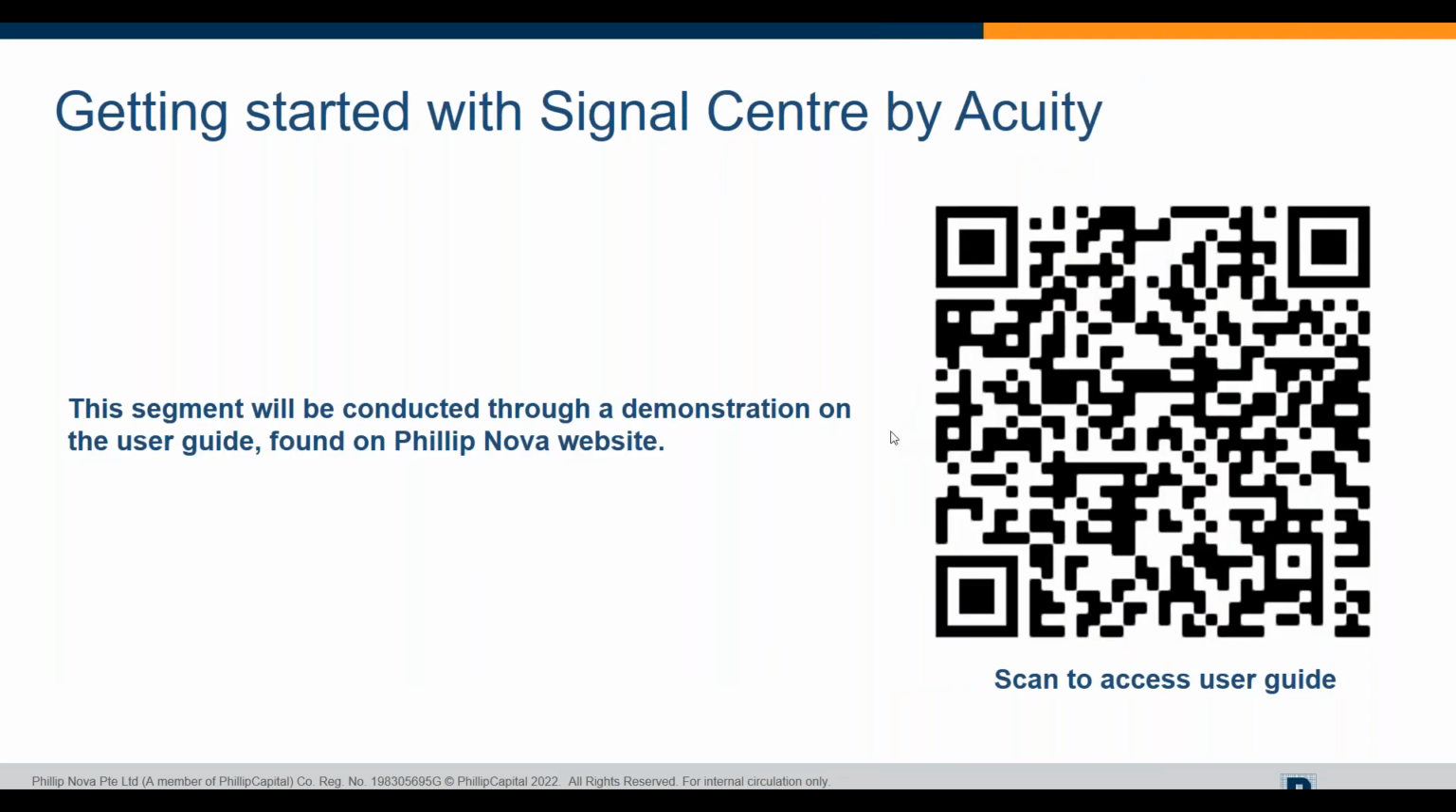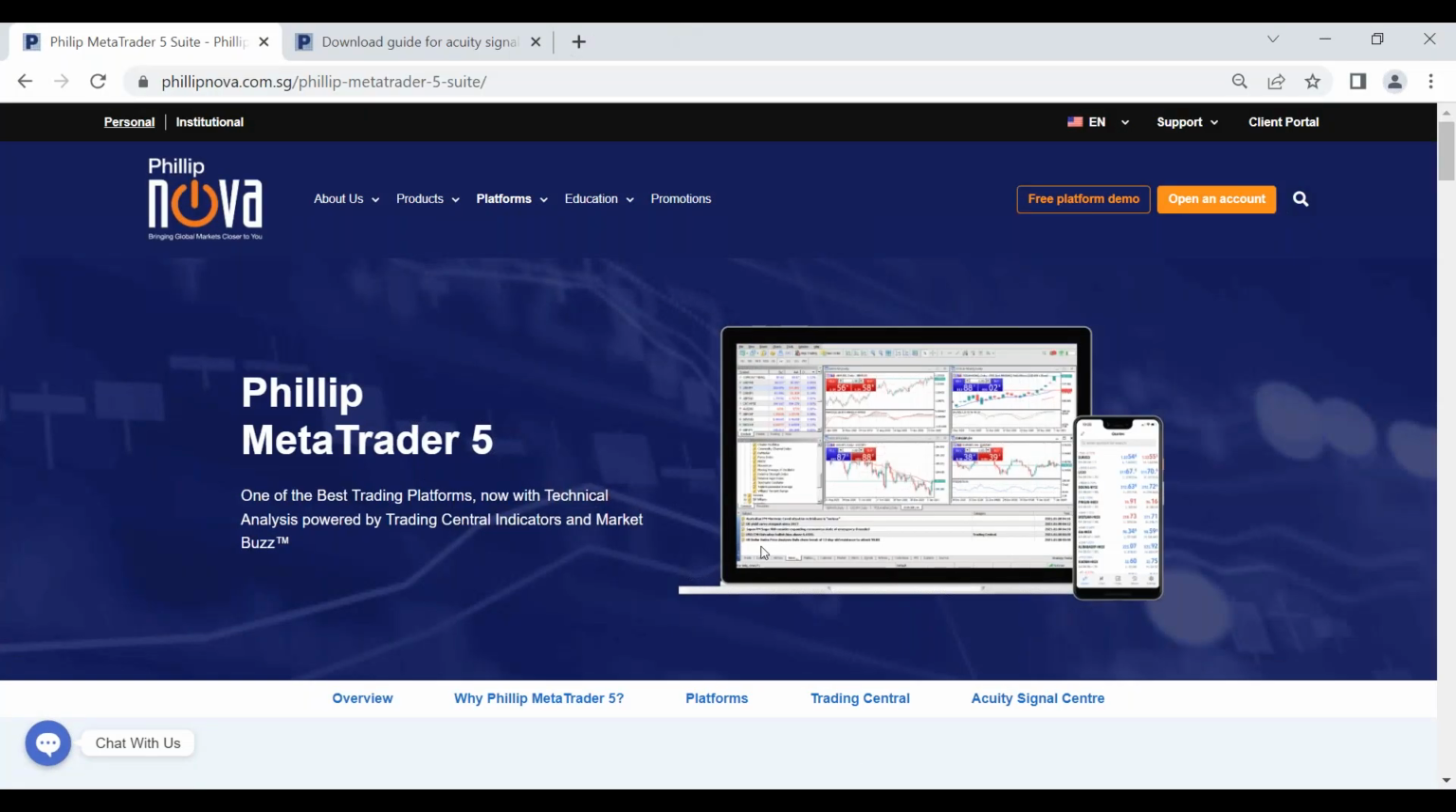on this. So I think to get us started, I will guide you through how you can find more information about this trading tool and where you can find a user guide in downloading this. Okay, so for this, I would switch over to our Phillip Nova website. How you can download this trading tool is very easy. You simply go to our website, phillipnova.com.sg, and you could hover under this tab here, Platforms, Phillip MetaTrader 5.